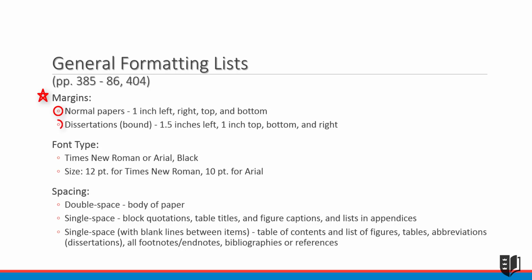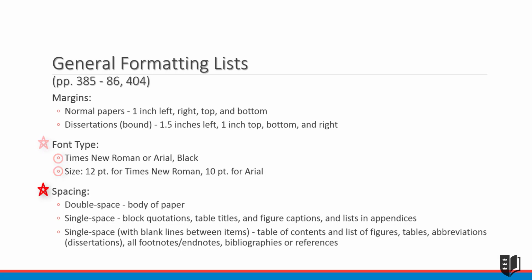The margins within class papers should be set for 1 inch on the left, right, top, and bottom of the page. For doctoral students composing a dissertation, the margin should be set for 1.5 inches on the left side and 1 inch for all other sides. The font style should be either Times New Roman or Arial, and be set in the color black.